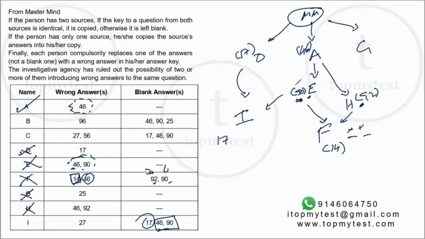Why? Because E has two wrong answers, 46 through A and 90 on his own, right? So those answers will be different from what D has marked because D has only one wrong answer. So when I compares with E and D, those three answer keys won't match. So all three of them should be left blank by I, and I introduces 27 as his wrong answer. So I is also done. Okay. Now you're left with B and C.